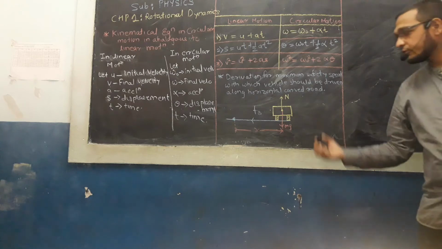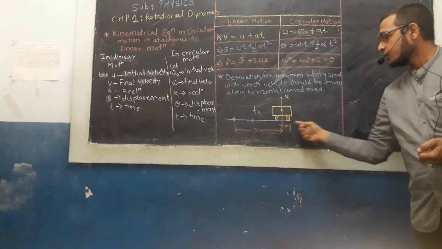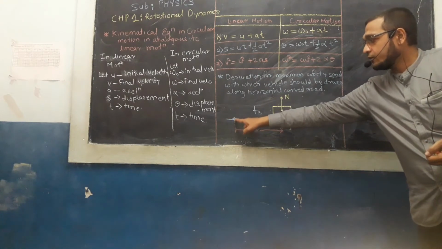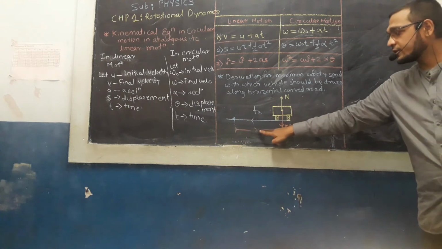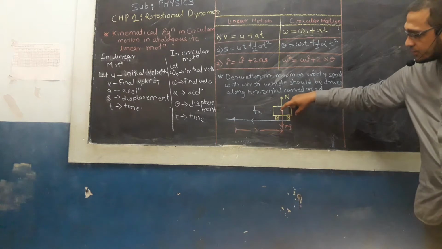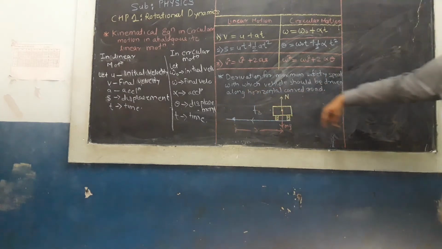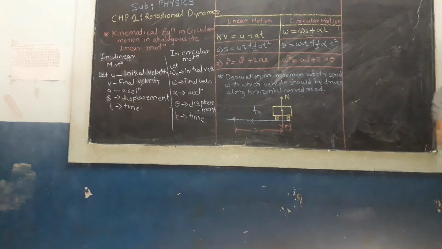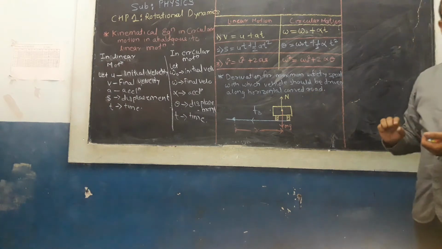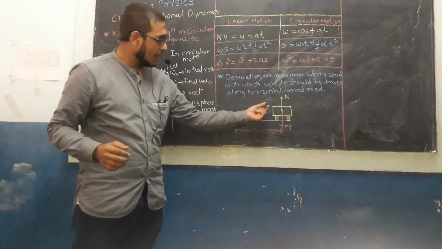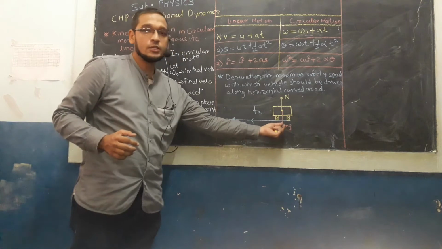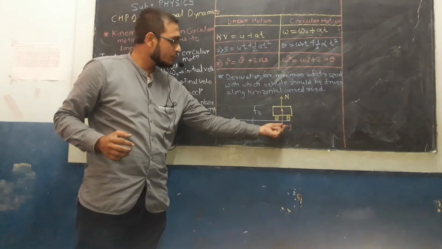So here a figure is given. Suppose this is the center. From here to here, the distance is considered the radius r. Here is a vehicle which is performing a circular motion, moving in a horizontal circle. From the figure, this vehicle has a certain mass, and its weight is nothing but mass into acceleration due to gravity, mg.